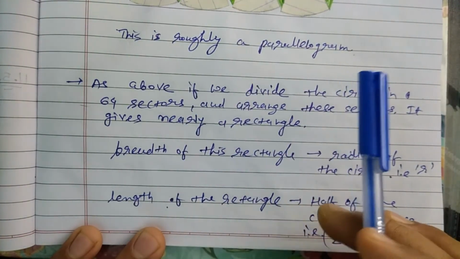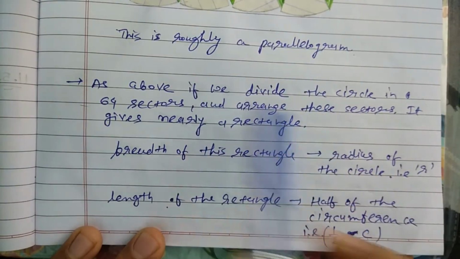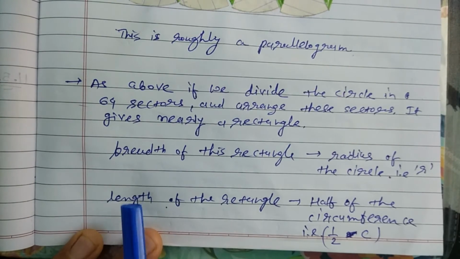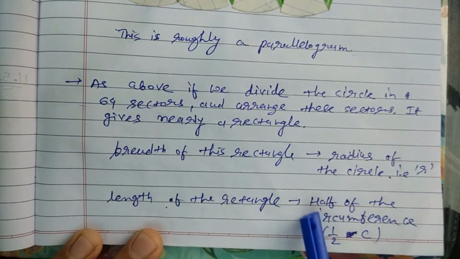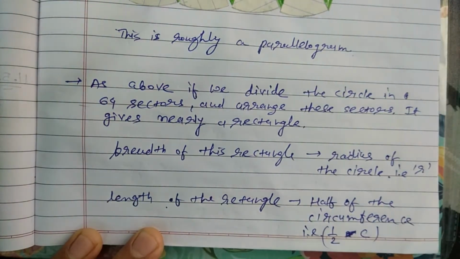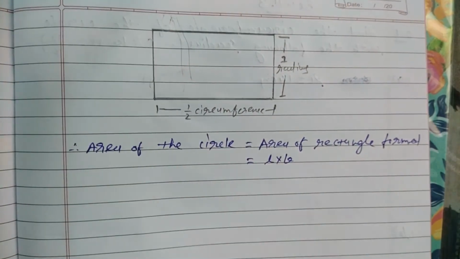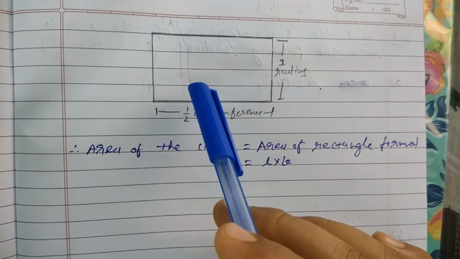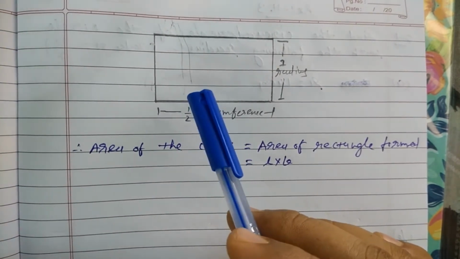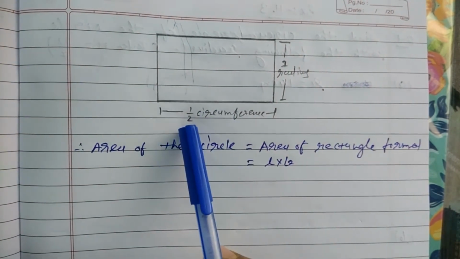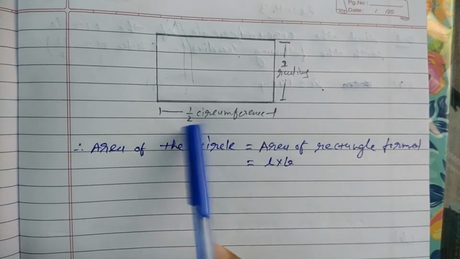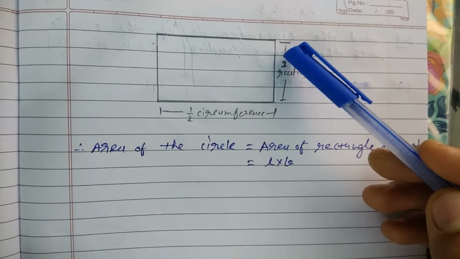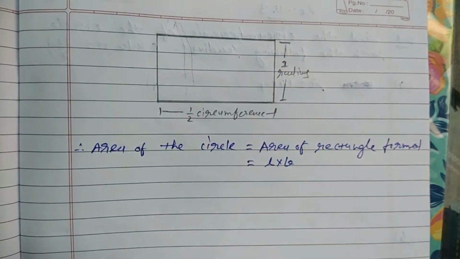A total of 64 sectors are there when we divide it, so 32 sectors are there. The distance of 32 sectors is half of the circumference, and this way we have to compare. Here is the kind of figure we get when we divide the circle into 64 sectors. The length is half of the circumference and the breadth is the measure of one radius.